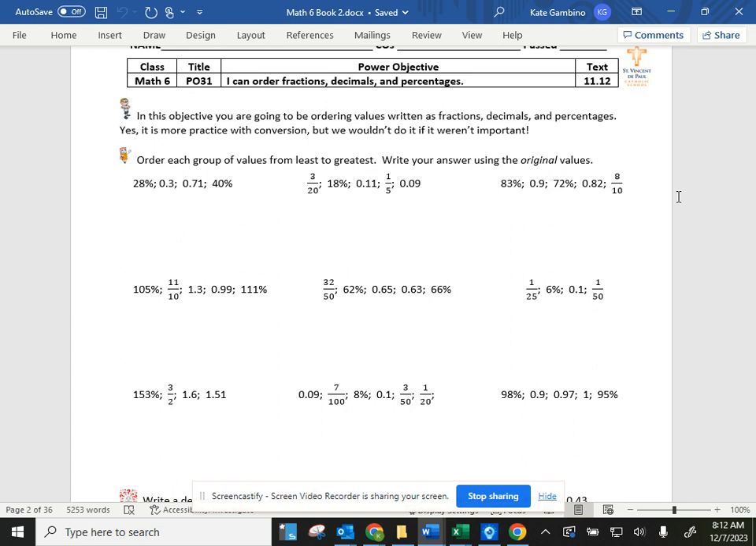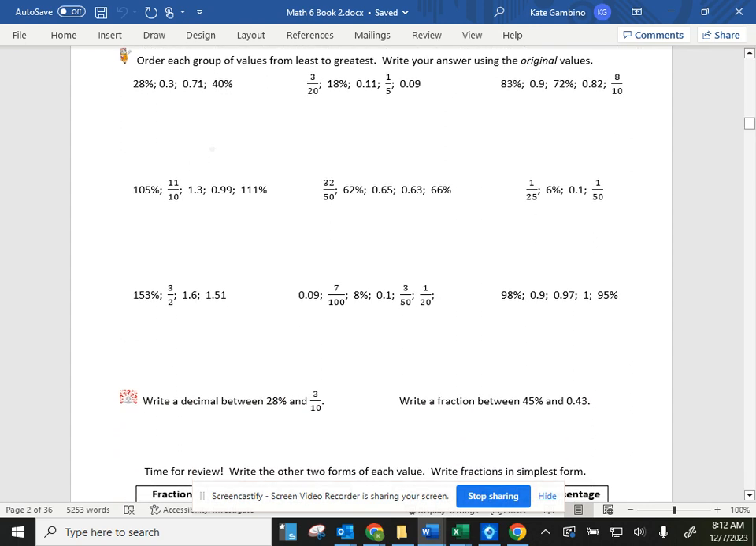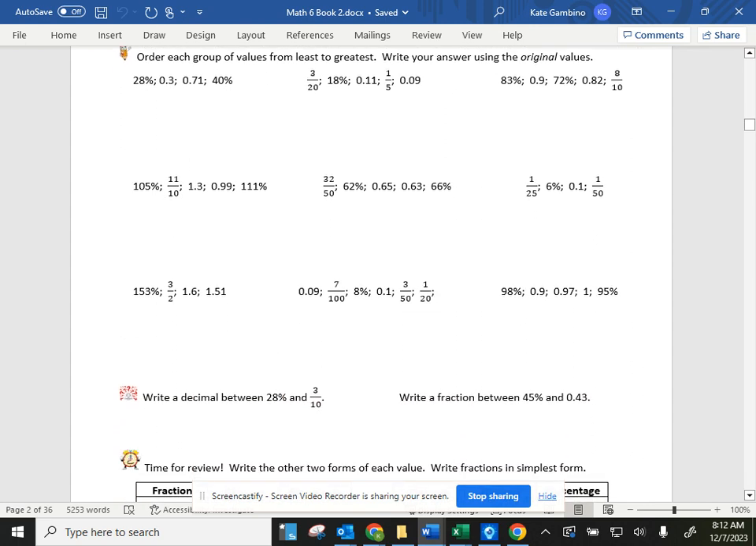But we wouldn't do this if it wasn't important. Practice is what helps us really master the work. So it's going to make that test even easier because we're getting more practice. So let's look at how this would work. Order each group of values from least to greatest.